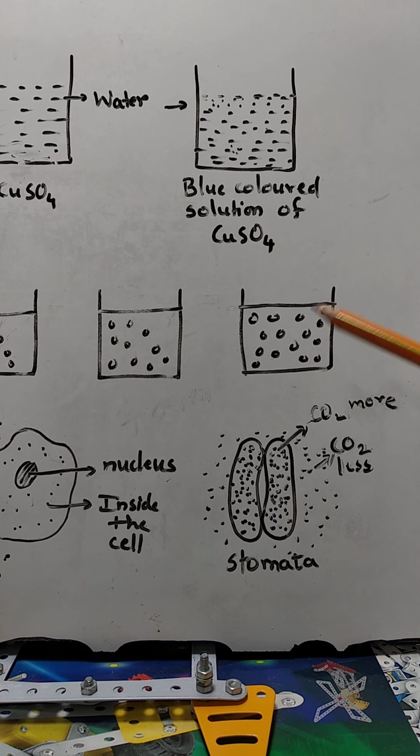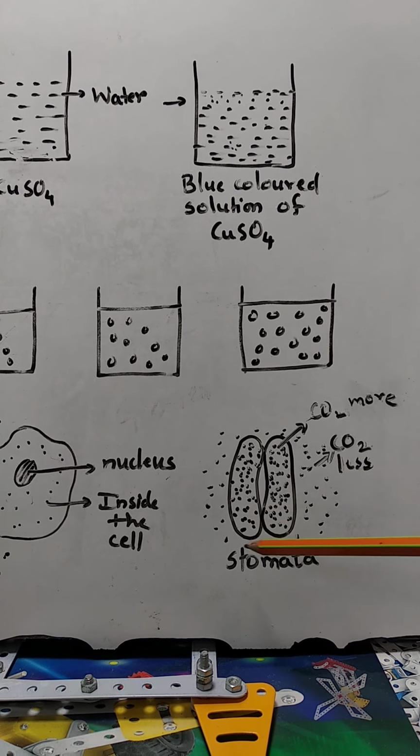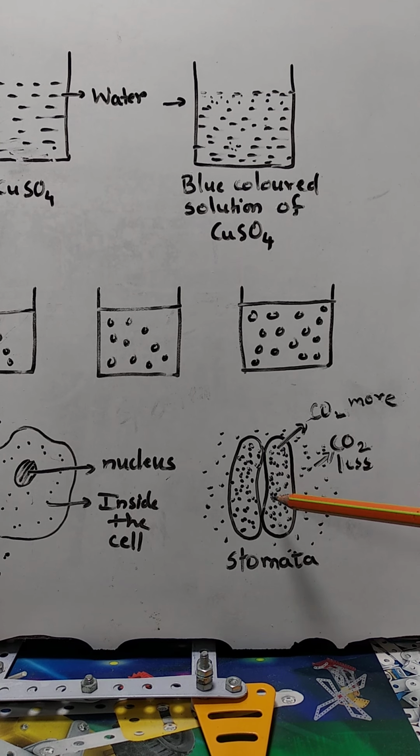Let's see that. See, how does exchange of gases take place in plants? We know that it takes place through stomata. Stomata always open and close, right? So what happens? See, in the stomata, the two guard cells are present.